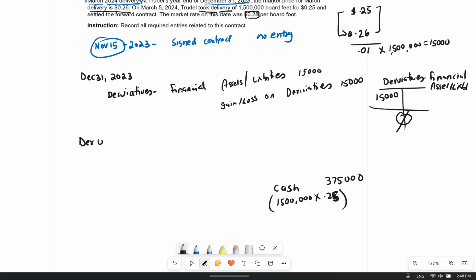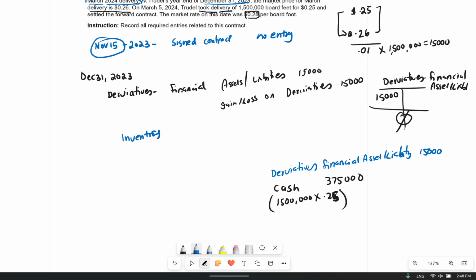Then I needed to make this derivative account to be 0. I will do a debit to my derivatives financial assets/liability, and that will be, sorry, no, we needed to credit it, so it was sitting as a debit. So I will credit derivatives for $15,000. So we record this lumber as an inventory in our books.